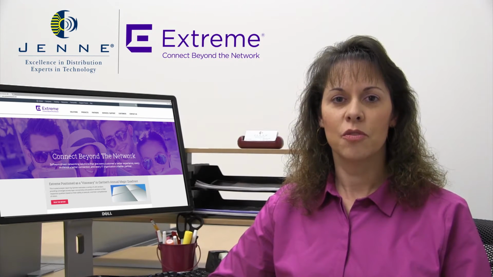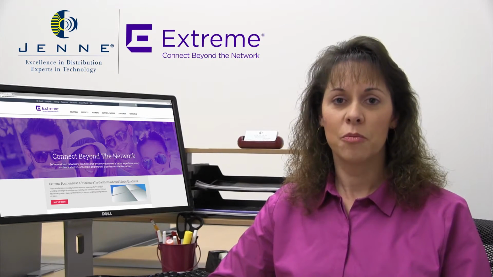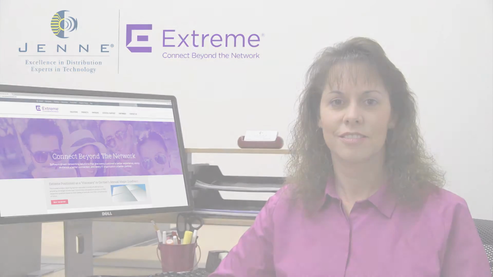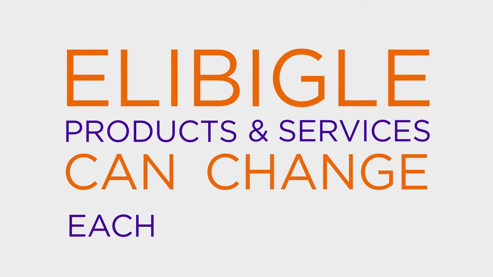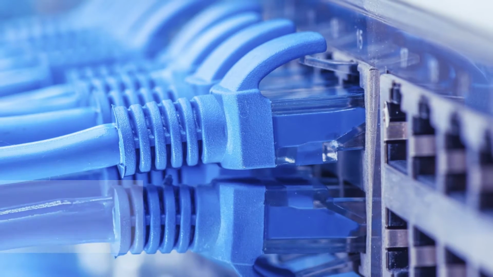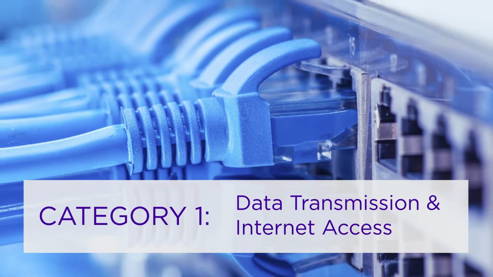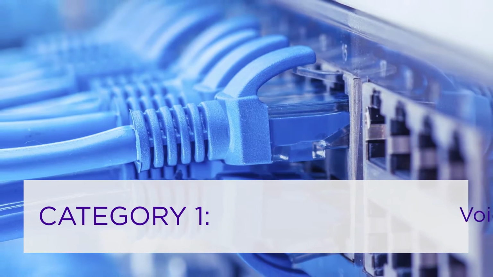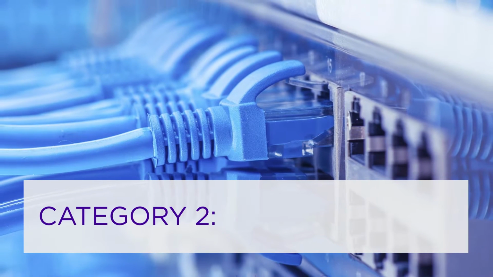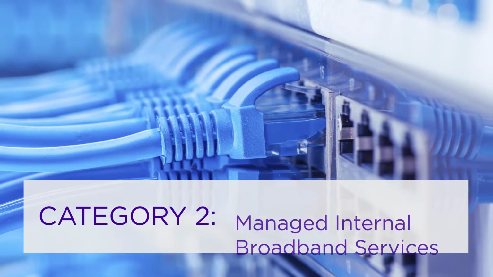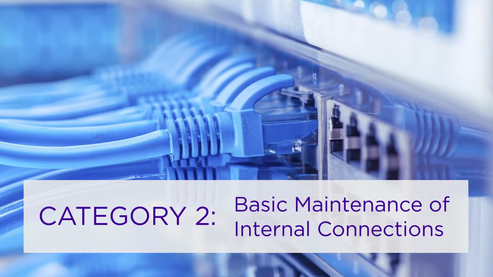Today we'll discuss the E-Rate service provider process, program requirements, and what you need to do to successfully position your company to win bids. Before you begin, it is essential to understand all of the eligible products and services for the E-Rate program. Eligible products and services can change each funding year. Category 1 services include data transmission and internet access and voice services. Category 2 includes internal connections, managed internal broadband services, and basic maintenance of internal connections.